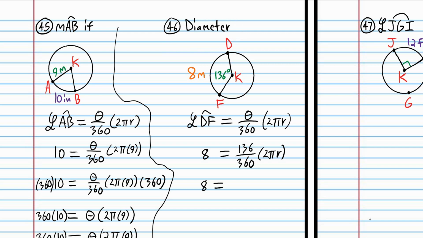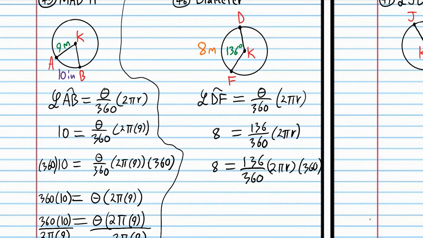So I'll just rewrite this. You don't have to rewrite. You don't have to show any of the work from here on, really. You can just plug it into your calculator, but just to make sure that you know what we're doing here, I'm going to show all this work. So I'm multiplying both sides by 360, and we end up with 136 times 2 pi r.